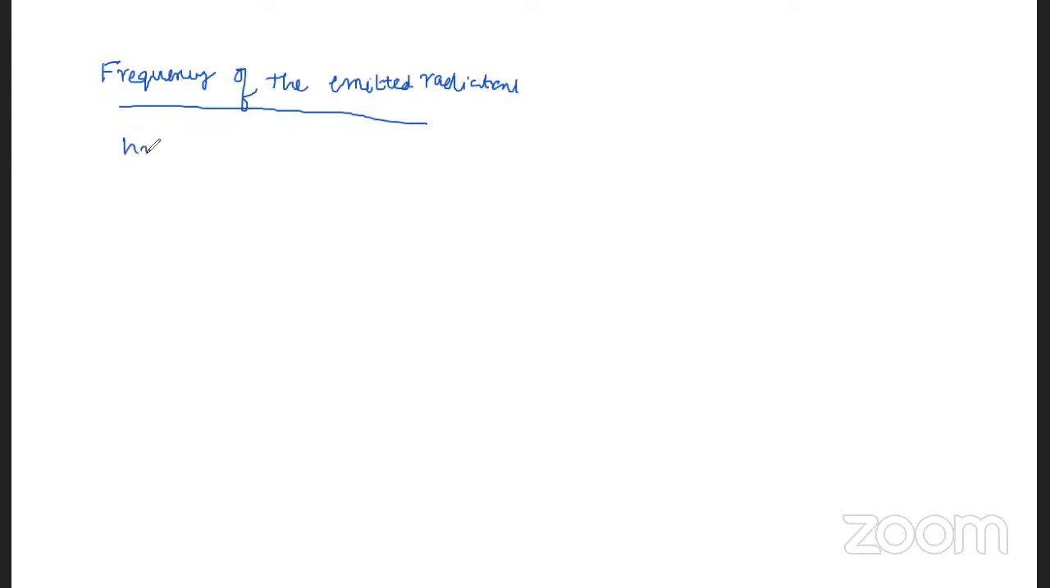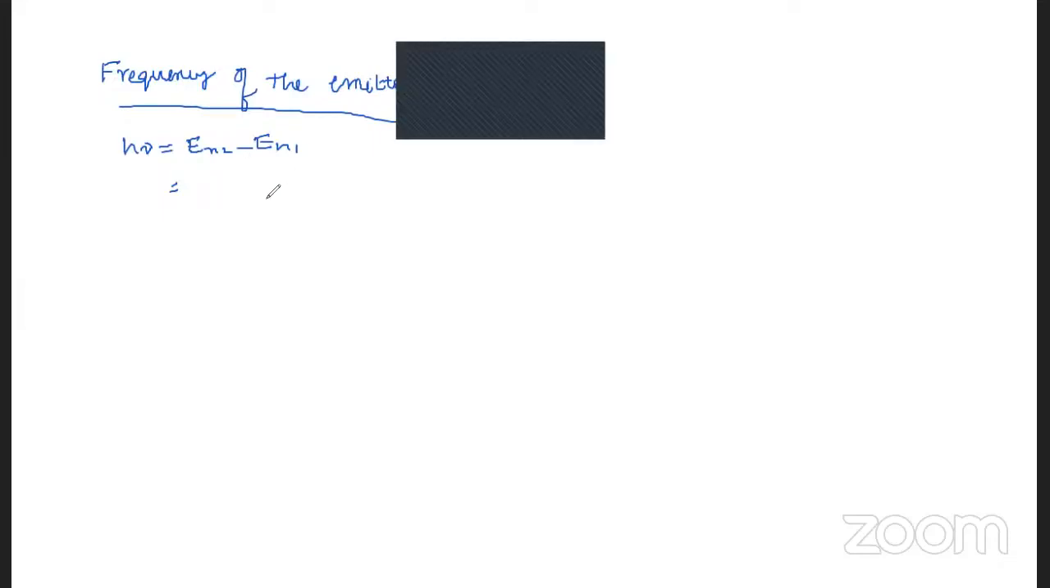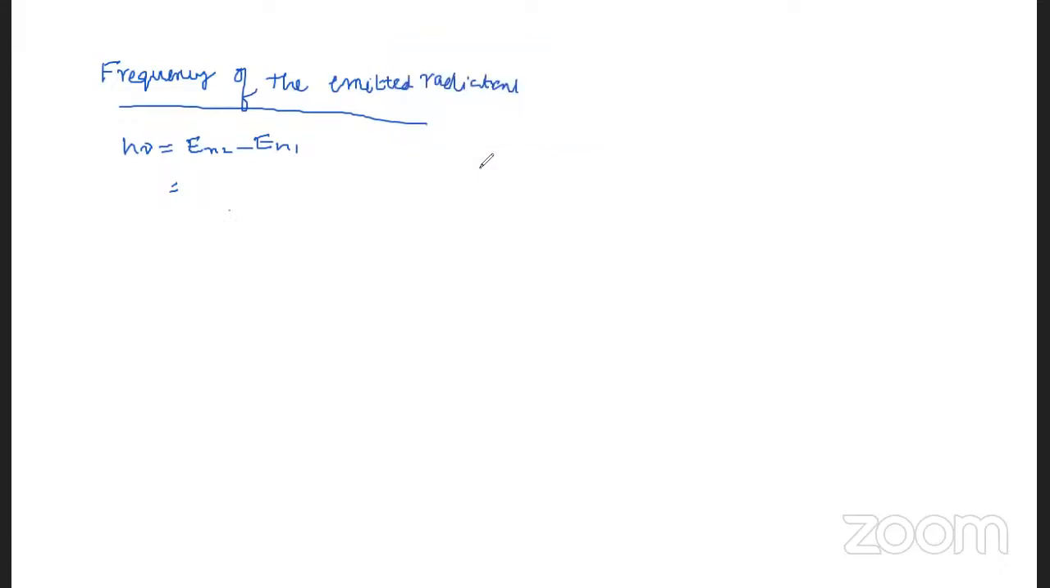So here we write E equals h nu, which will be equal to En2 minus En1 here. Okay. So here En2 is nothing but the energy corresponding to the n2 level, and En1 is nothing but the energy corresponding to the other level. So therefore, we write the value of En2.